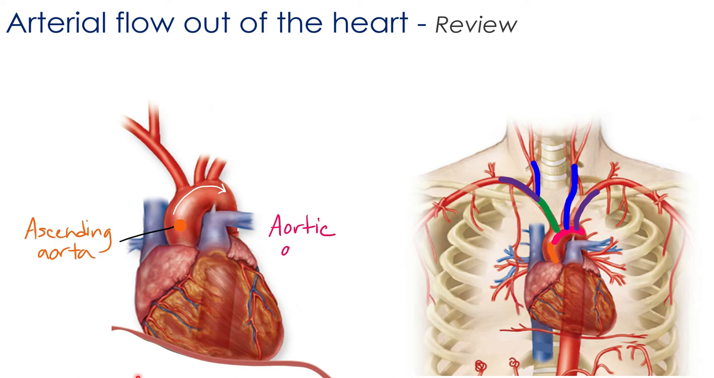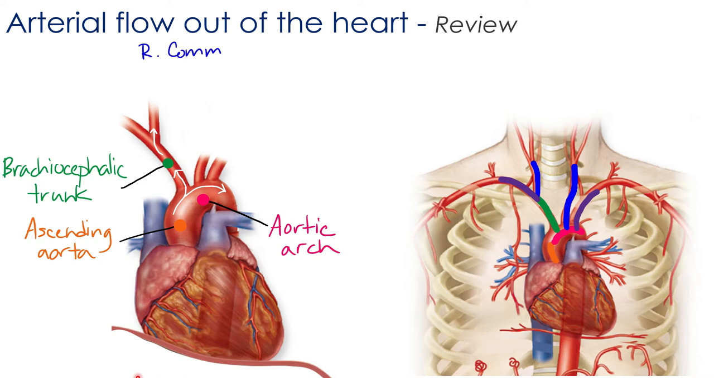Now there are three arterial branches that will emerge from the aortic arch. The first of which is going to be the brachiocephalic trunk. This is the blood vessel that is ultimately going to be conducting blood flow to the right side of the head and neck and to the right upper limbs. The brachiocephalic trunk is then going to split into the right common carotid artery, which is going to head towards the head and the neck, and also the right subclavian artery, which is going to then continue on to the upper limbs.